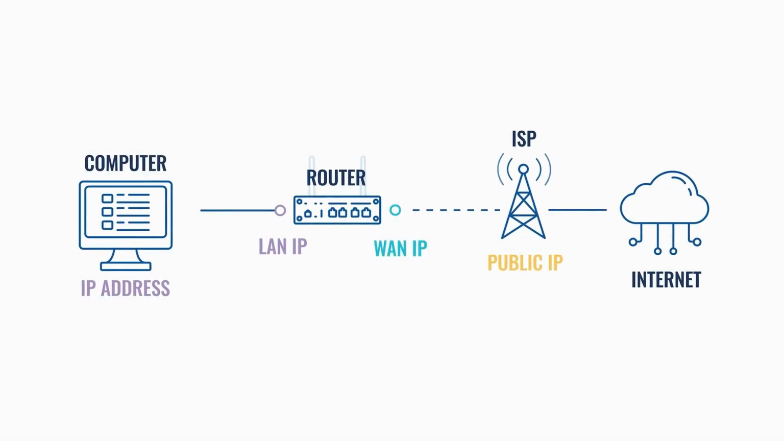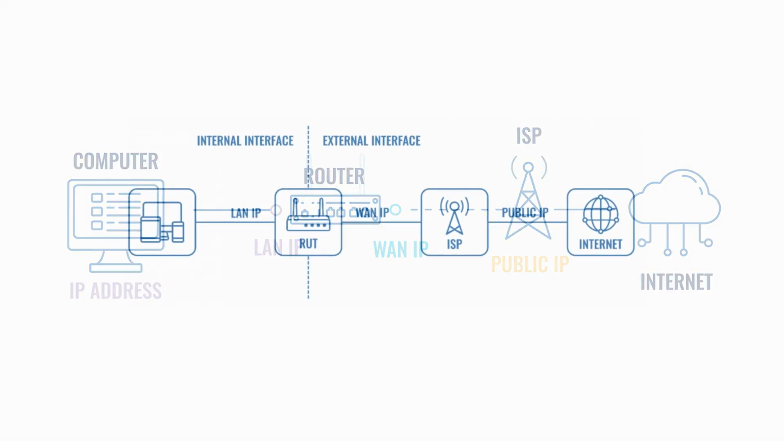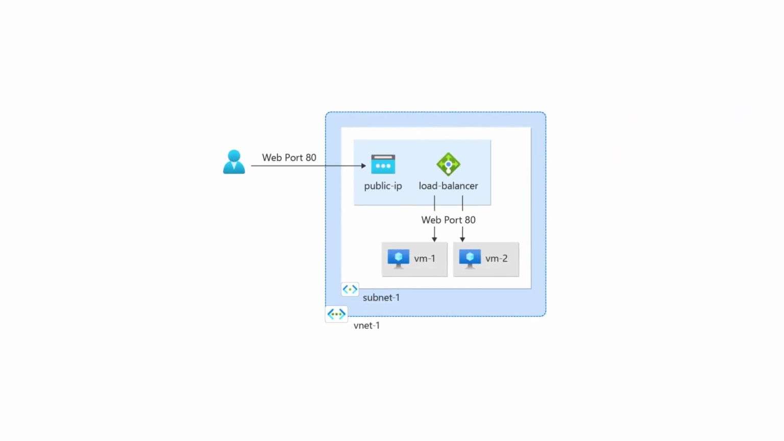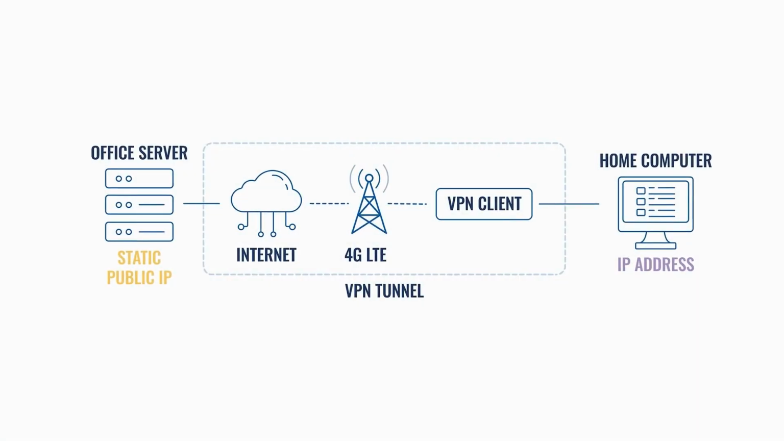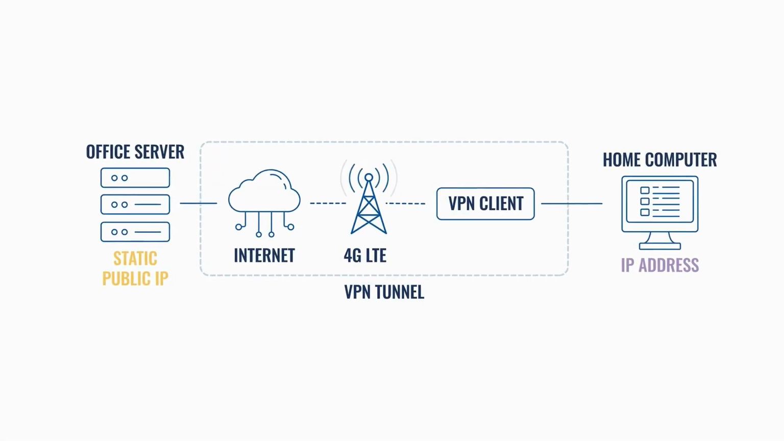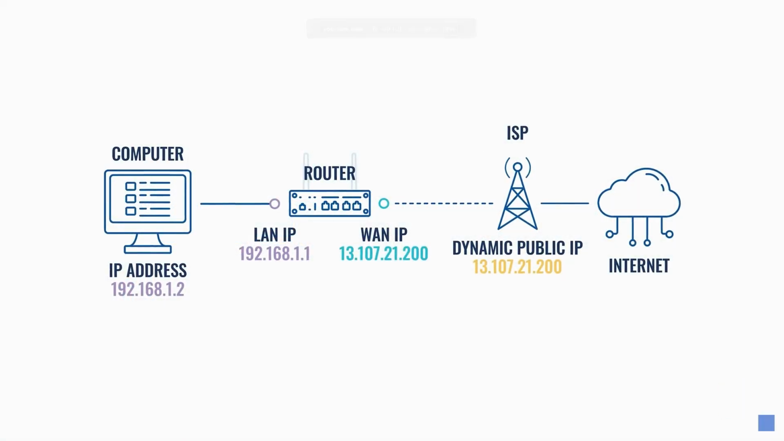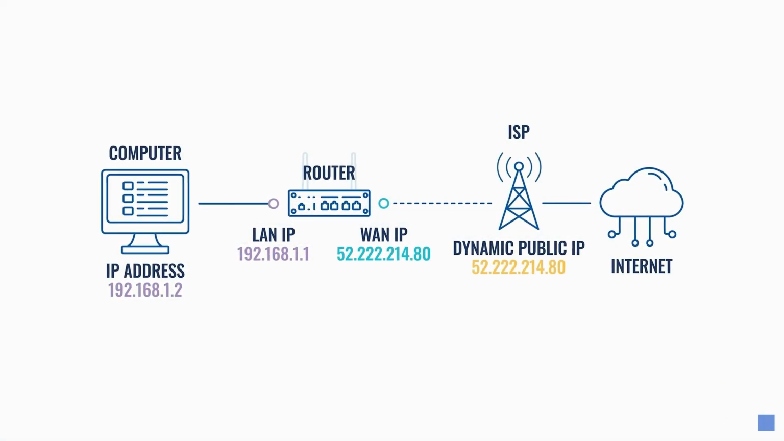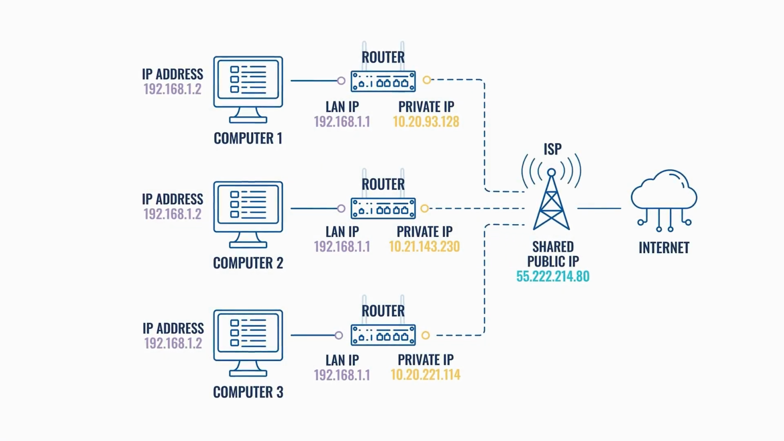A public IP is a globally unique identifier assigned to your device, allowing it to communicate with other devices over the internet. It's how data knows where to go. Public IPs come in three types. 1. Static, fixed and unchanging, often used for servers. 2. Dynamic, changes periodically, like most home internet connections. 3. Shared, used by multiple devices through a process we'll cover shortly, NAT.